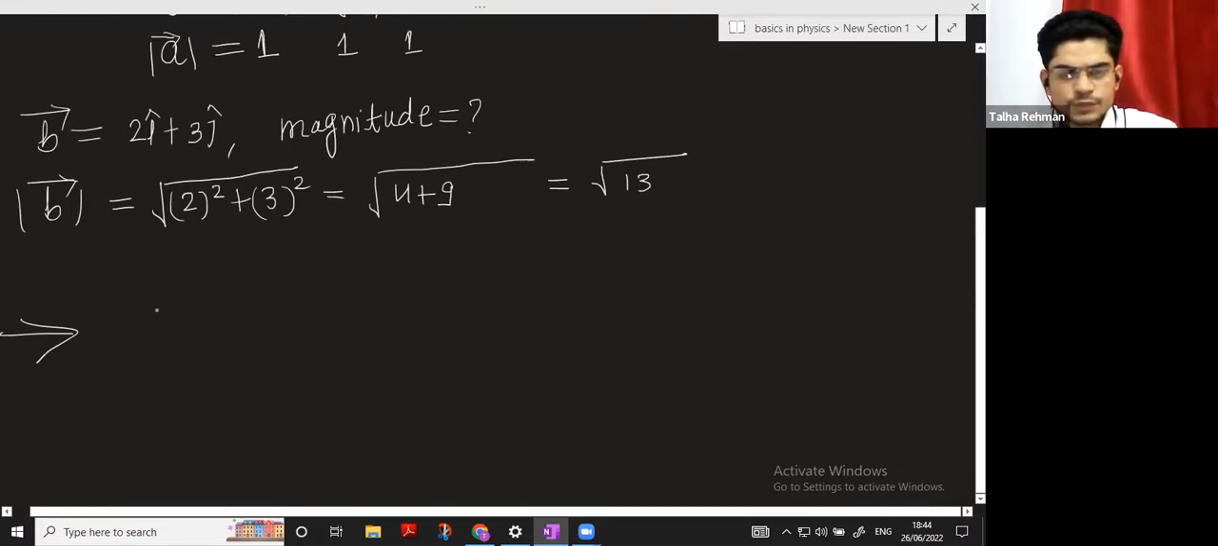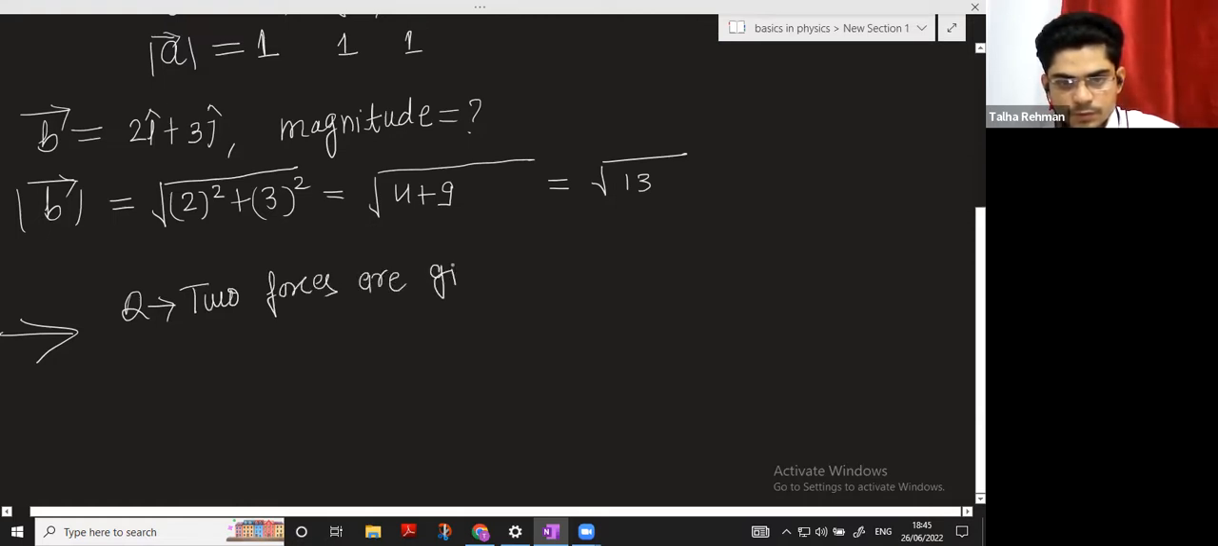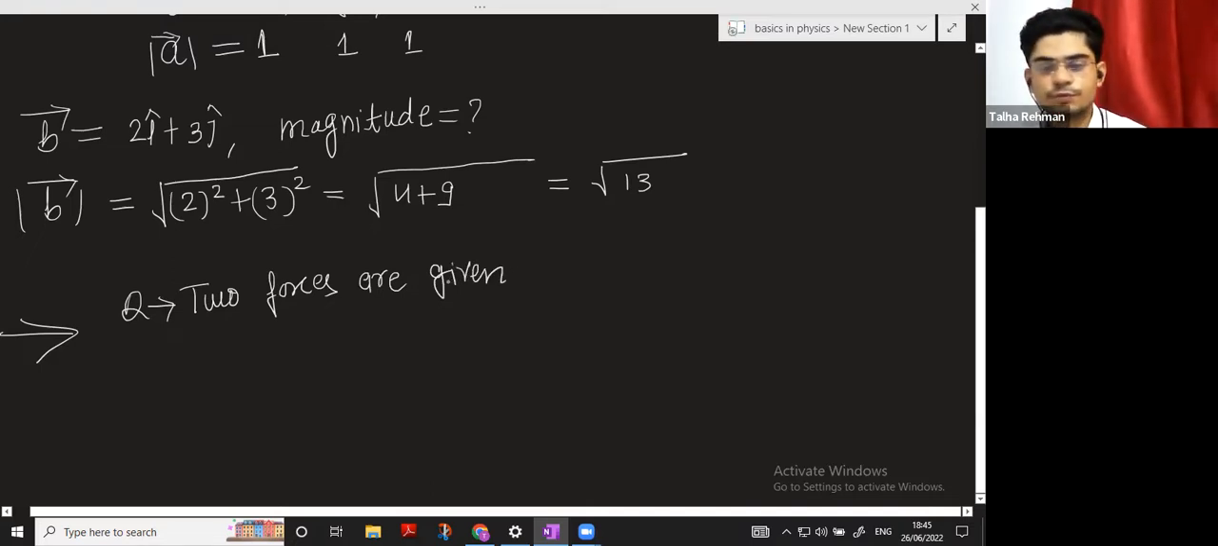Suppose two forces are given. There is a question. Two forces are given. As I have already told you, force is a vector. So we write vector like this.